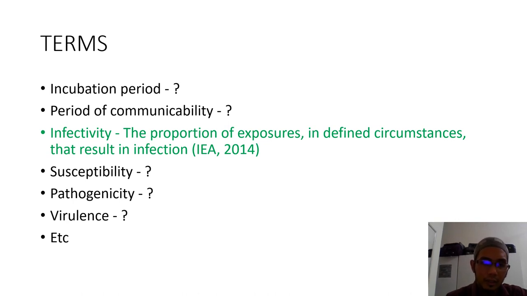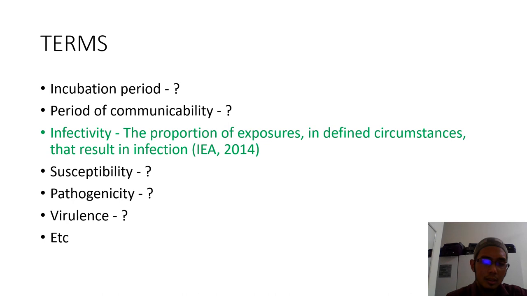Infectivity is the proportion of exposure that results in infection. You can refer to this terminology in the Dictionary of Epidemiology by Porta, International Epidemiological Association. All of this you can easily get online, as the dictionary of epidemiology can be downloaded online. Susceptibility is basically the person or being that is susceptible, or easily gets the infection. So how easily can you get the infection?